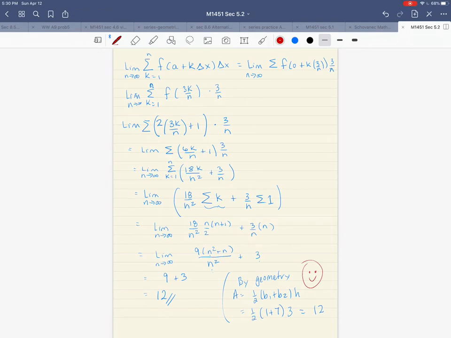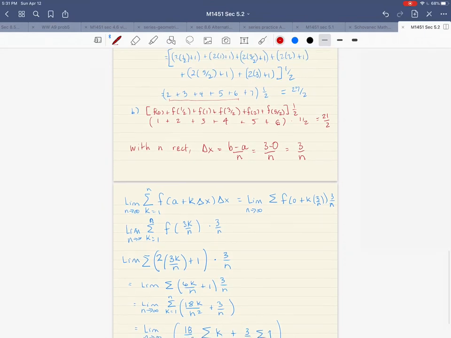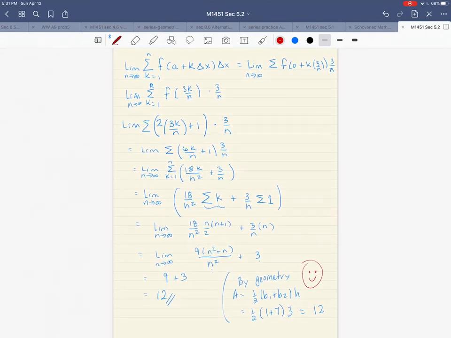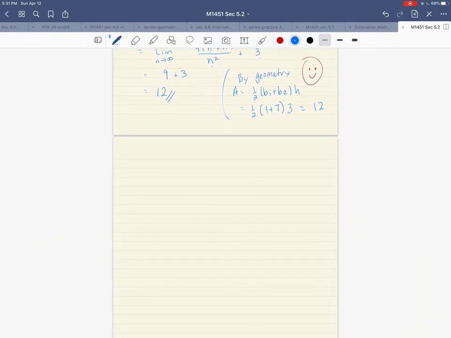Now comes the really exciting part. Everything that we've done in these two examples can be done with an antiderivative. Let's start with our last example, the antiderivative of 2x plus 1. Antiderivative of 2x is x squared, antiderivative of 1 is x, plus some constant of integration.